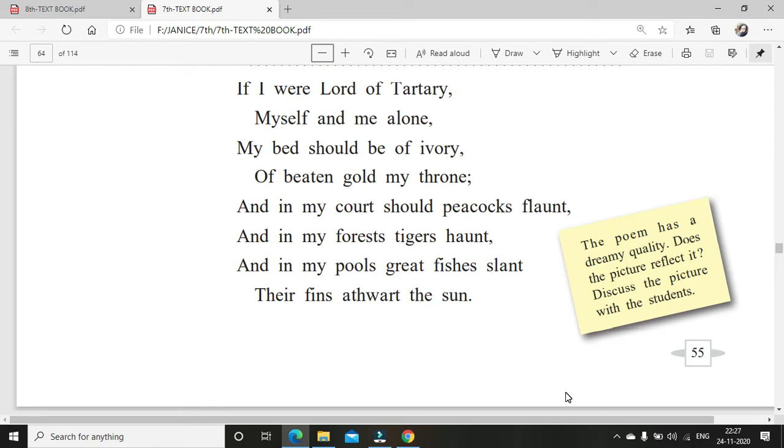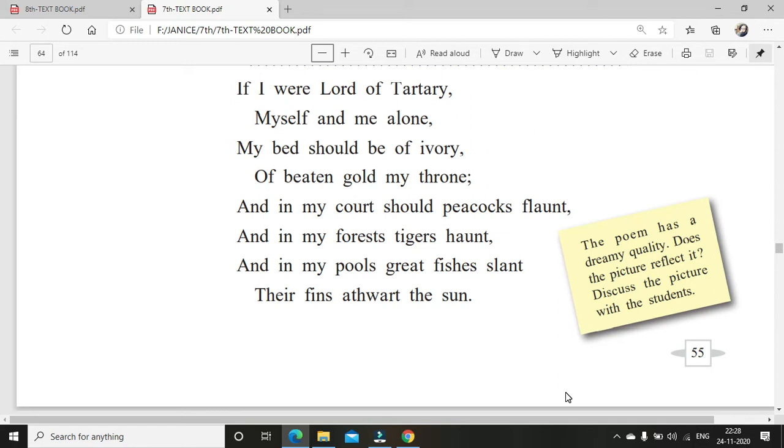If I were Lord of Tartary, myself and me alone, my bed should be of ivory, of beaten gold my throne. So when you see myself and me, letter M is repeated. So alliteration. Also, when myself and me are talking of the same person, so it is tautology. So that means he's imagining that he is the Lord, the King, the ruler of this place called Tartary, and he is there all alone, the only human being over there.